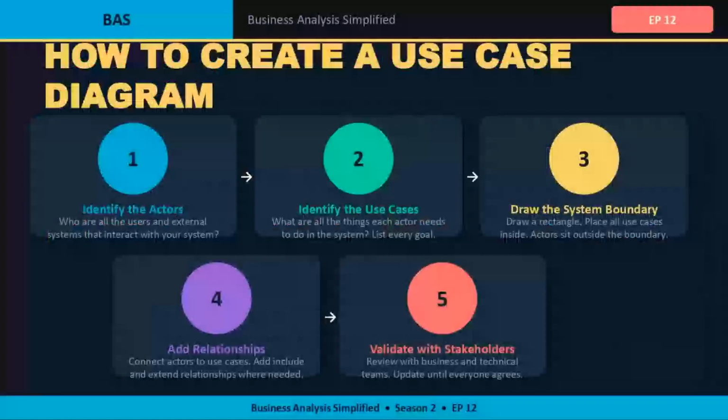Step 4. Add relationships. Connect actors to their use cases with association lines. Add include and extend relationships where needed. Step 5. Validate with stakeholders. Review the diagram with business and technical stakeholders and update until everyone agrees it is accurate.